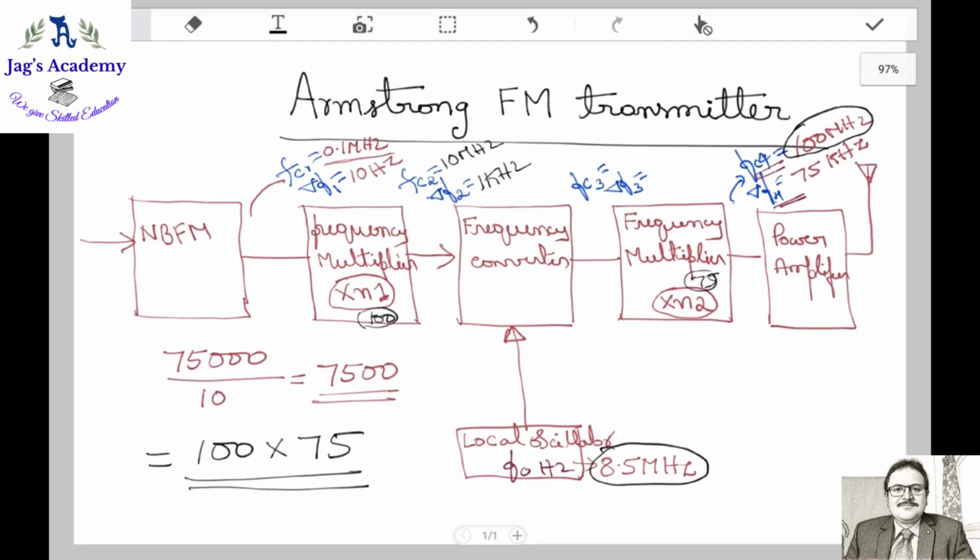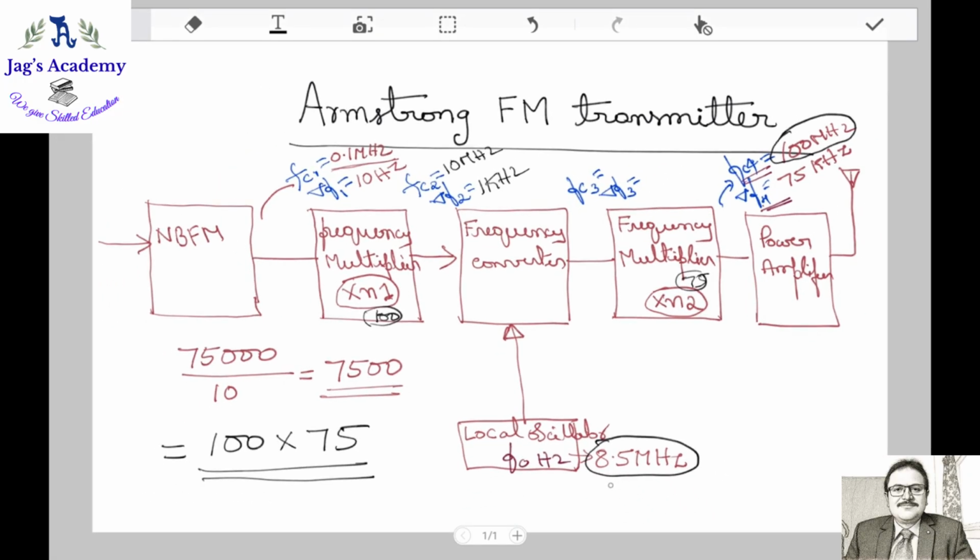Now, you can see that you have 8.5 megahertz here. So the difference is 10 megahertz minus 8.5 megahertz. What comes here is 1.5 megahertz.